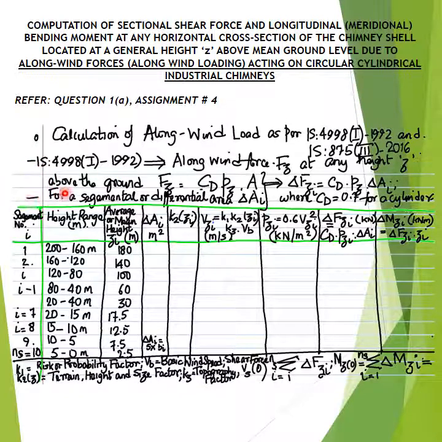normal to the wind direction in the respective segment number I is calculated in the third column simply as the range or subrange of the height times the width BI, that is the average width of the segment of the industrial chimney at the average height, since the width of the chimney normal to the wind direction varies along the height due to the taper that is provided in the cross-sectional shape or the vertical elevation of the industrial chimney.